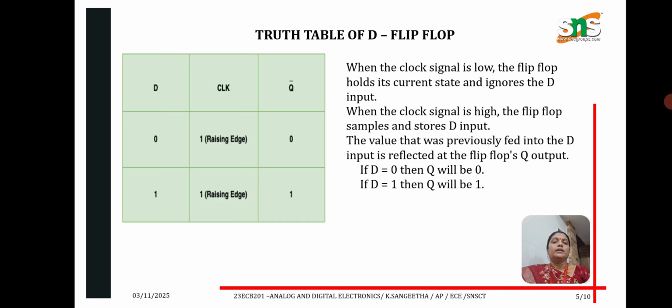If the D flip-flop input is 0, that is D is equal to 0, then the output will be 0. And if D is equal to 1, the output, that is Q, will be 1. The flip-flop changes its state at the rising edge of the clock pulse. So when the clock signal is high, the flip-flop samples and stores the D input.